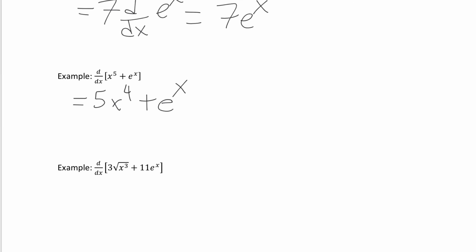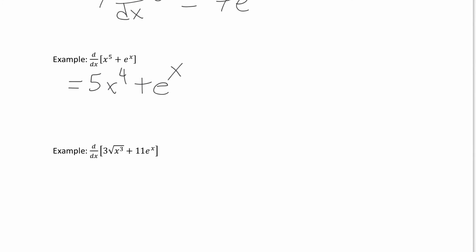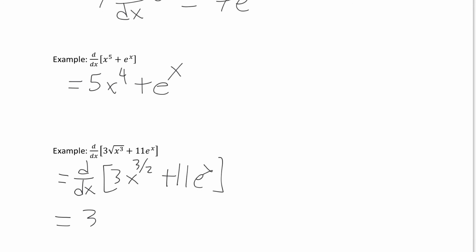And how about this last one here? 3 square root x to the 3 plus 11e to the x. The first step would be to rewrite the hidden exponents. So this is 3x to the 3 over 2 plus 11e to the x. And then we go ahead and do the derivative. So we get 3 times 3 over 2 x to the 1/2 plus 11e to the x. Now if you want to be fancy, you can multiply those 3's and get 9 over 2, but you're more than welcome to just leave your answer like that.